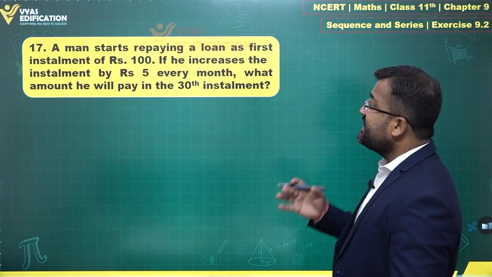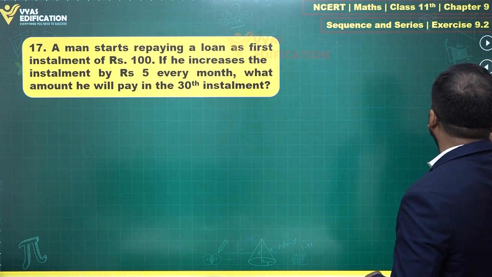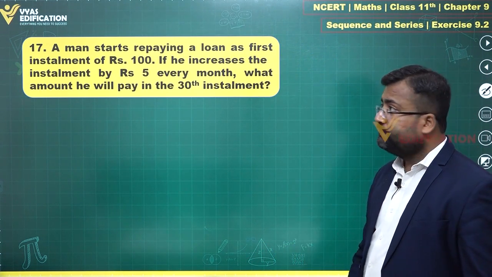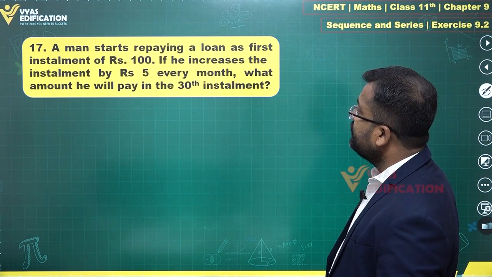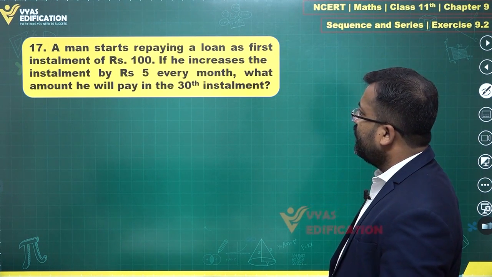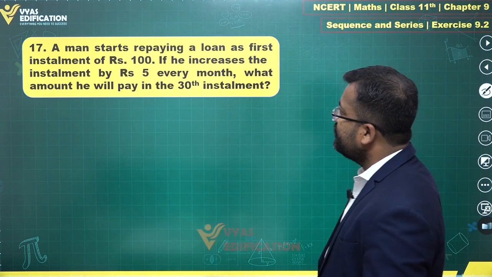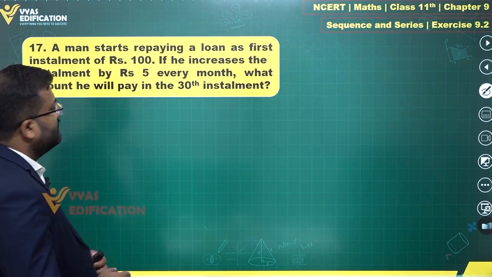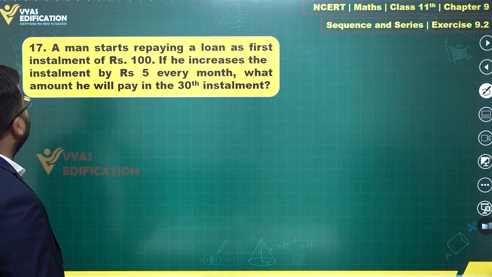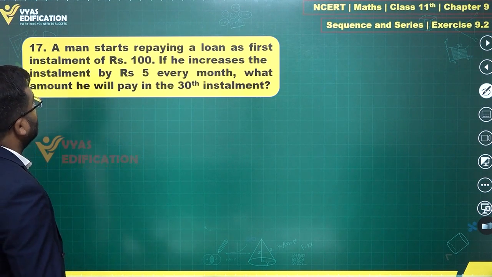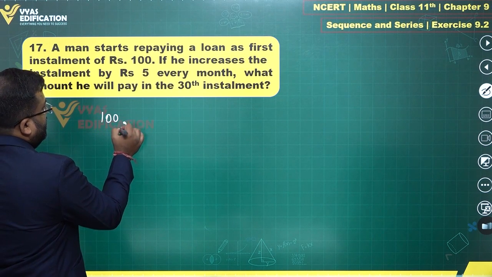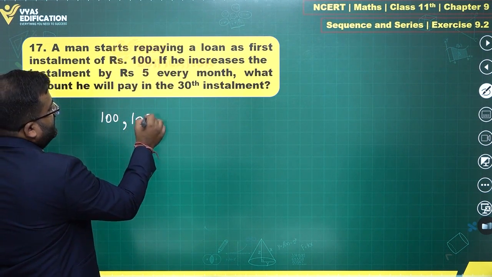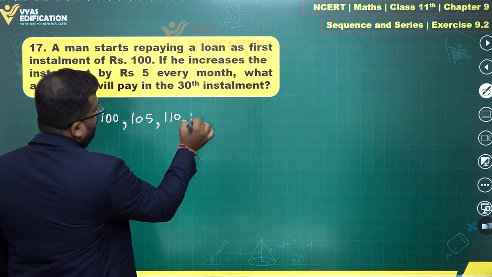Question number 17 says a man starts repaying a loan with a first installment of rupees 100. If he increases the installment by rupees 5 every month, what amount will he pay in the 30th installment? Amount in the 30th installment is being asked. So let's see what the installments look like. First installment of rupees 100, the next installment increased by rupees 5, 105. Then you have 110, 115.